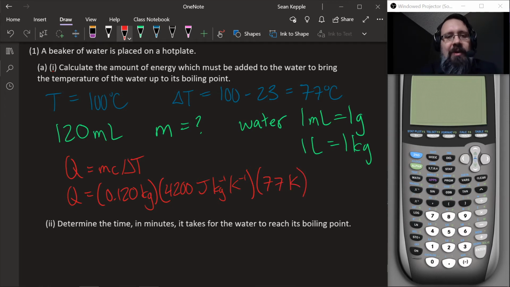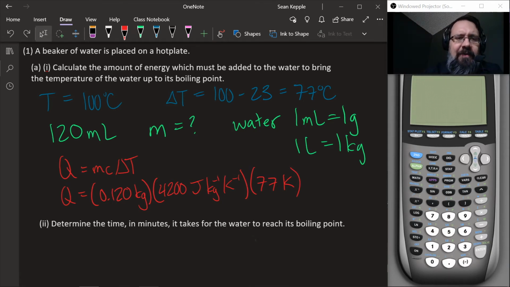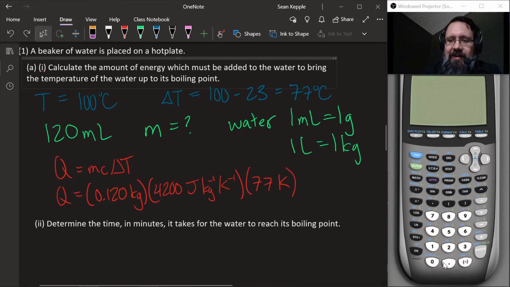Once again, when you have a change in temperature, the unit can be Celsius or Kelvin. They're equivalent. So a 77 degree Celsius temperature change is equivalent to a 77 Kelvin temperature change. And so if you multiply all this together, that's why I have the calculator over here. So let's do it. We're going to have 0.12 times 4,200 times 77.